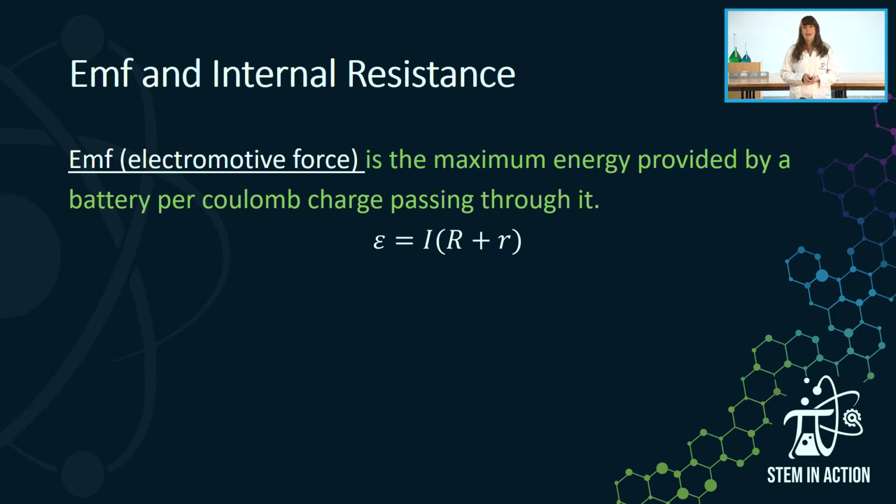EMF is equal to IR plus Ir, where I is our current, capital R is the resistance of our load, or our external circuit, and little r is our internal resistance. Remember that R, sometimes they might call it your external resistance, or they'll call it your load. They're talking about the same thing, and it is the resistance in the circuit.